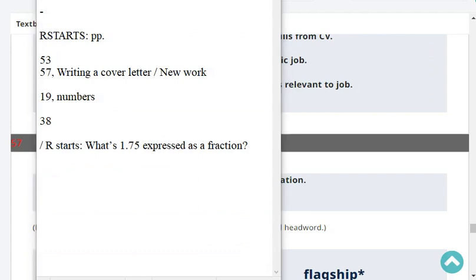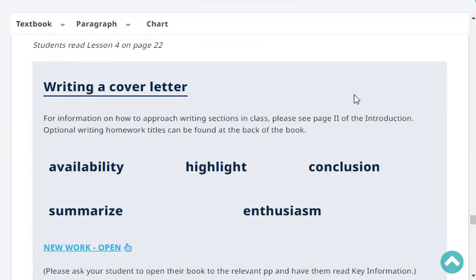Okay, so that's the end of our revision. So let's continue. So you're writing a cover letter.